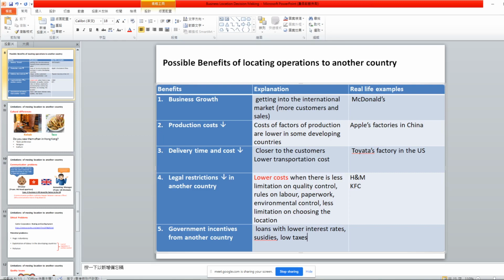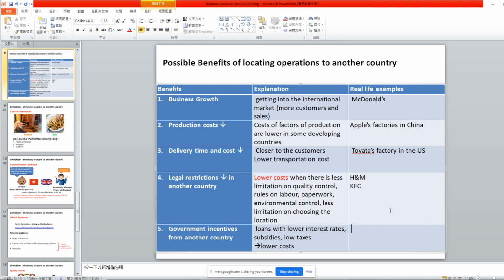Okay, but to the businesses, if you see you can get loans with a lower interest rate, now you can get subsidies. You can get lower taxes if you move to another country, for business, for operations. Then, of course, at the end, you will get lower costs. All right, lower costs. Right, just like this. Okay, and well, I don't think I'm gonna give you an example for this one.